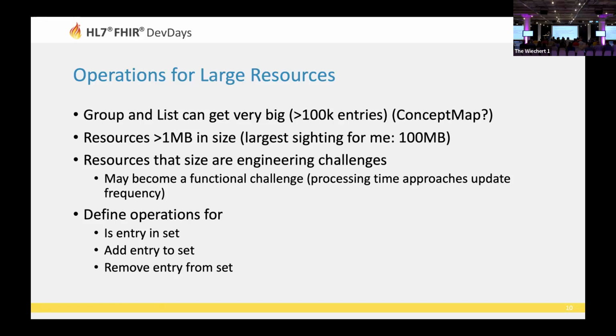But the time taken to fetch the resource, update the resource locally on a mobile client, post it back to the server, parse it, check business rules, and commit it to the database is just slow. And it might become a functional challenge if your actual change frequency is quicker than the time taken to actually make the change. Then you have a functional disaster. It's inherent to me that a resource with 100,000 entries is a resource that gets a lot of changes made to it.